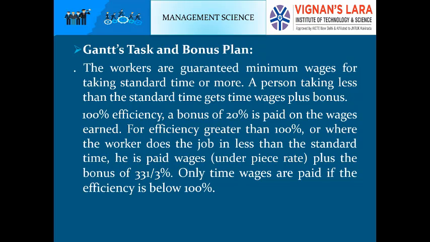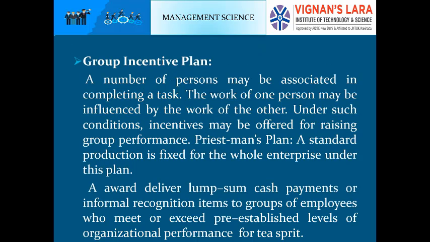For efficiency greater than 100%, or where the worker does the job in less than the standard time, he is paid wages plus a bonus of 33 1/3%. Here the bonus rate is more. Only time wages are paid if the efficiency is below 100%. This is the Gantt task remuneration.